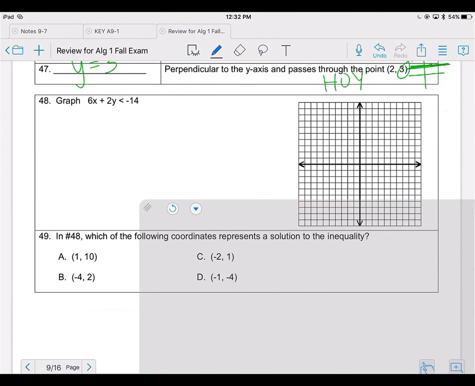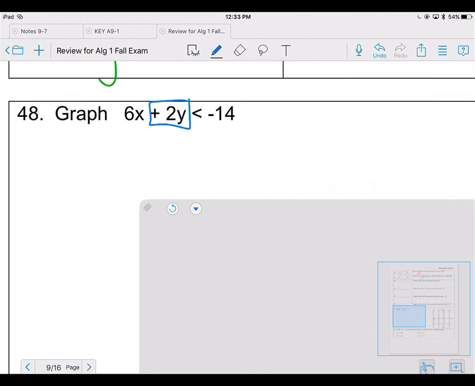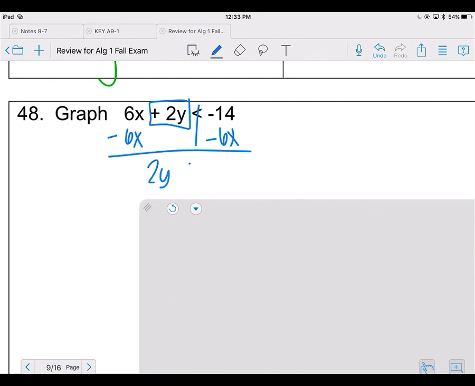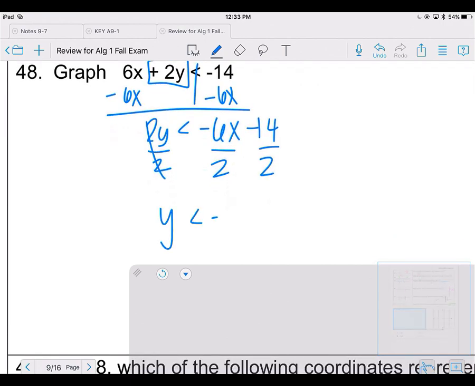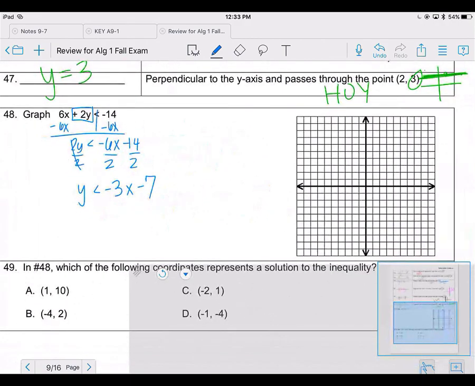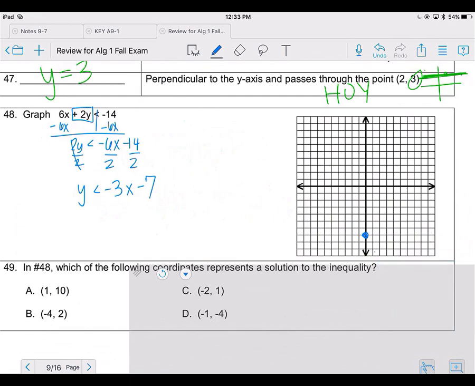Problem 48 asks us to graph this inequality. In order to graph, I need to solve for y, so I move x to the other side through the opposite operation, and then divide everything by 2. So y is less than -3x minus 7. So I graph, I go down to 7 on the y-axis, and then down 3, right 1. I can also go up 3, left 1.